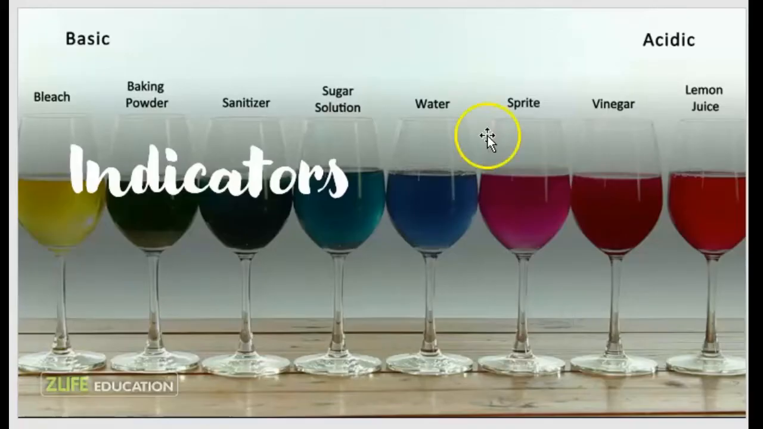Did you see this figure? When you add bleach to the juice of red cabbage, you get a yellow color. When you add baking powder, you get this green color. With sanitizer you get this color, and with sugar solution you get this color. Water gives the light purple color of red cabbage. Then Sprite, vinegar, lemon juice. You can see a variety of colors here, all from red cabbage juice. From this you will get an idea that these indicators indicate something.